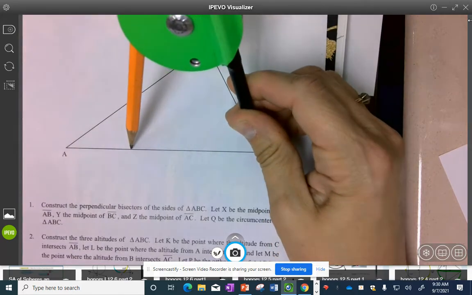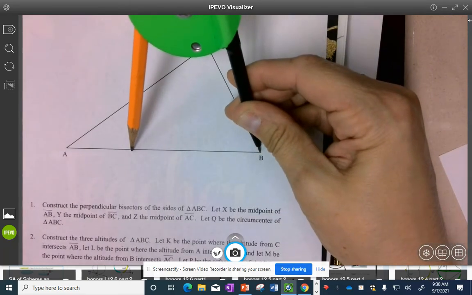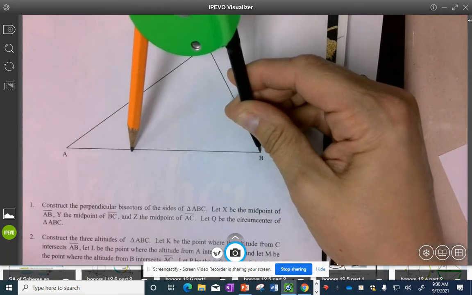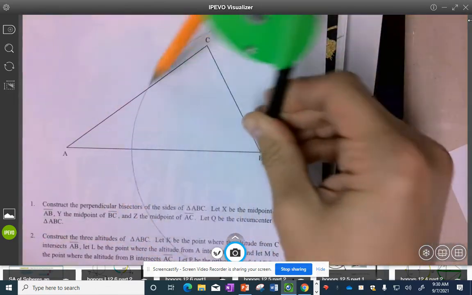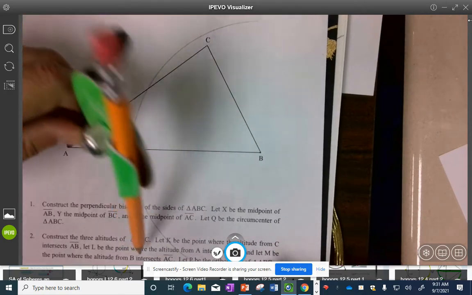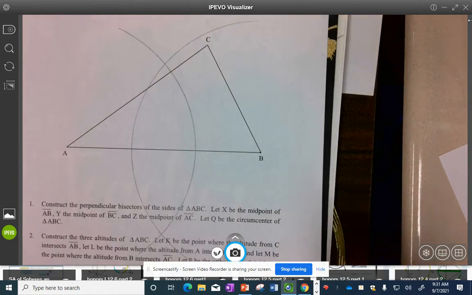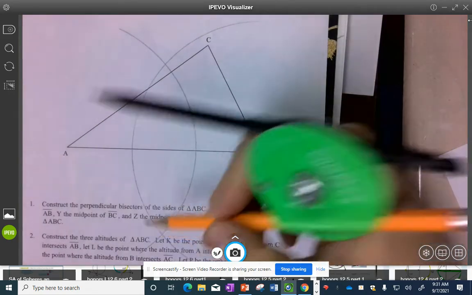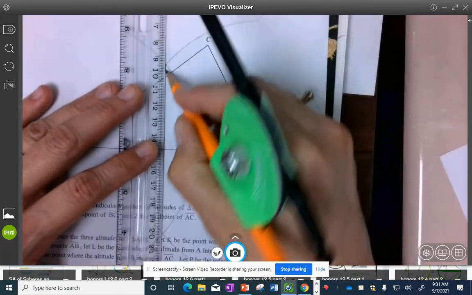I'm going to open up my compass to more than half this length. So I'm going to make an arc here. I'm going to keep the same setting, come over here and do an arc. You need two intersections. So I have an intersection here and down here. And I'm going to draw in this line.